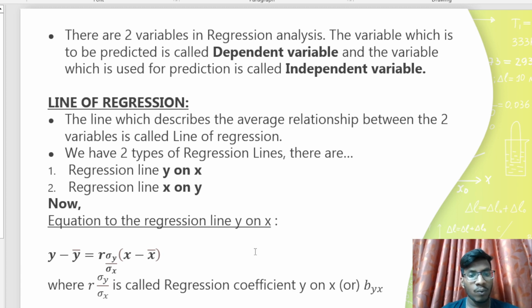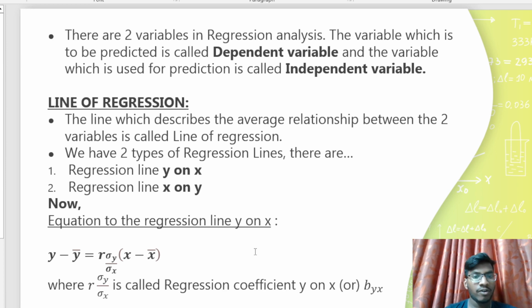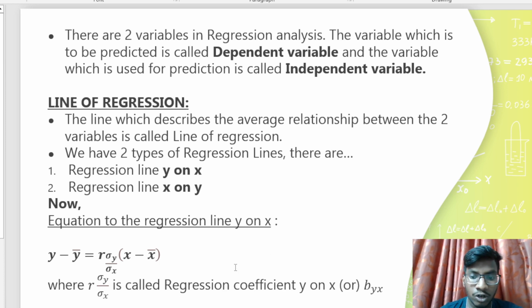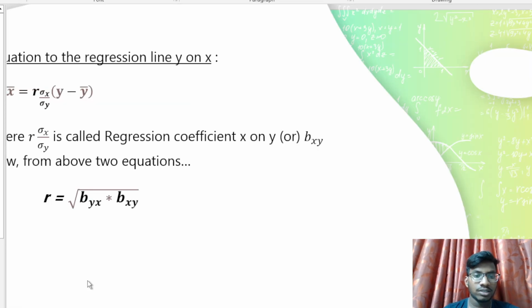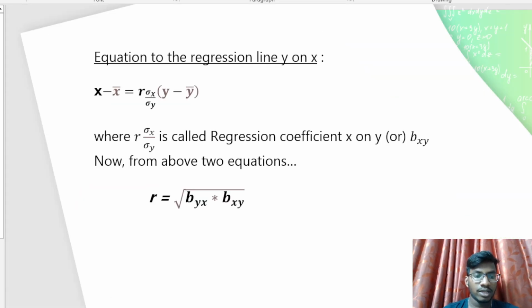As we are determining y on x, y will be the dependent variable and x will be the independent variable. The regression coefficient is also denoted by b suffix yx, byx, which is r into sigma y by sigma x. Like the regression line of y on x, with the same equation, we can interchange the values and get the regression line of x on y.